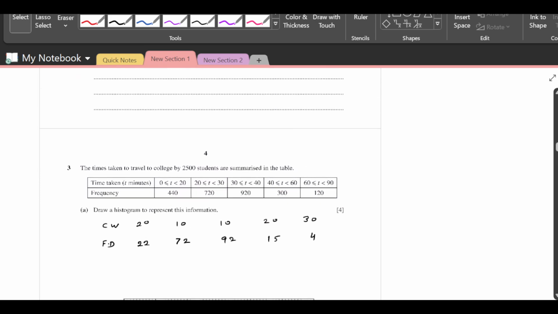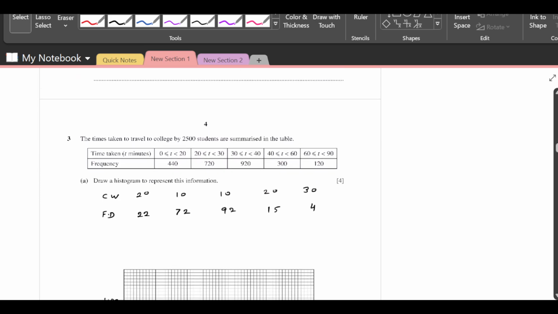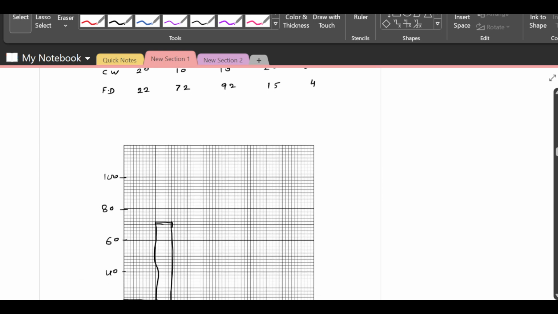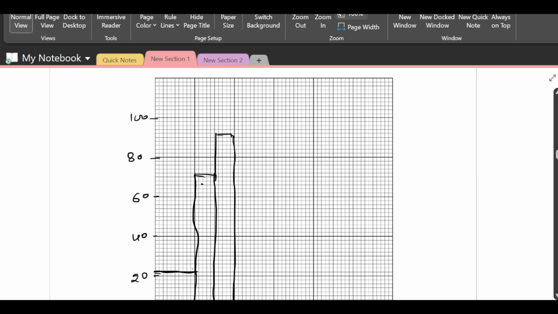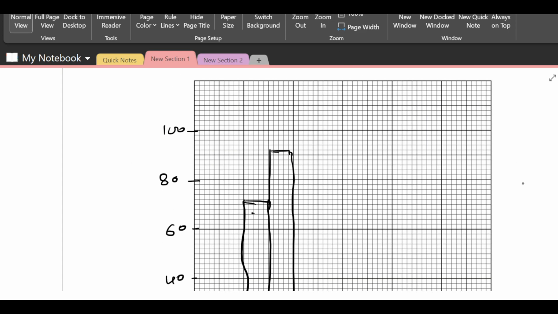Then 30 to 40 we have 92. So 30 to 40 we have 92, 80, 90, 92. It will be like this. Okay. So you are using scale. With scale you can draw perfect lines. Here it is difficult for me, but you can do. So you understand how we can draw what we call histogram. Okay. So I will move to the next part because this you can do.